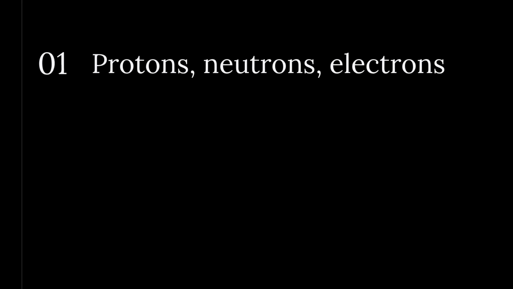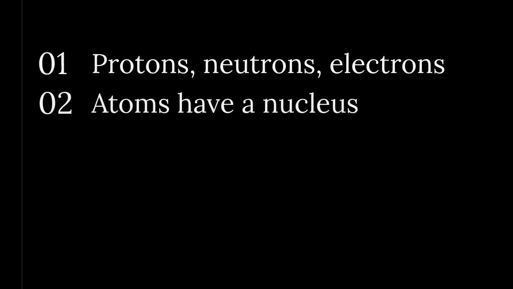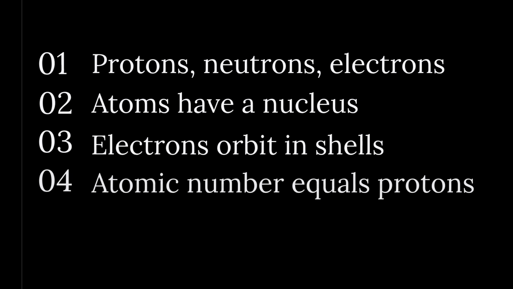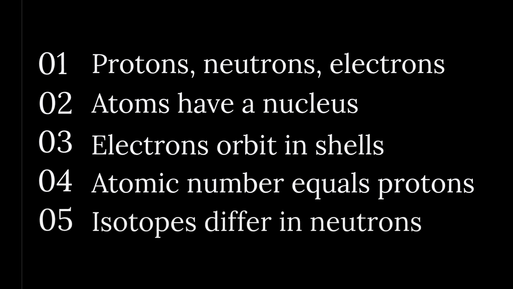Atoms consist of protons, neutrons, and electrons. Protons and neutrons reside in the nucleus, while electrons orbit in shells. The atomic number equals the number of protons. Isotopes have the same element but different neutron counts. Understanding orbitals and subshells is crucial for comprehending atomic behavior.